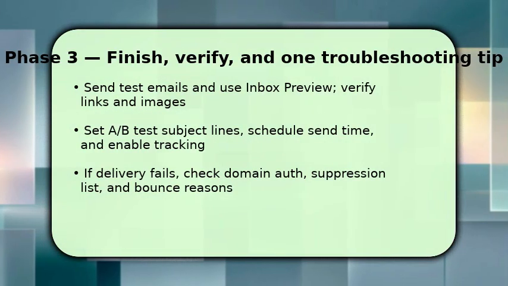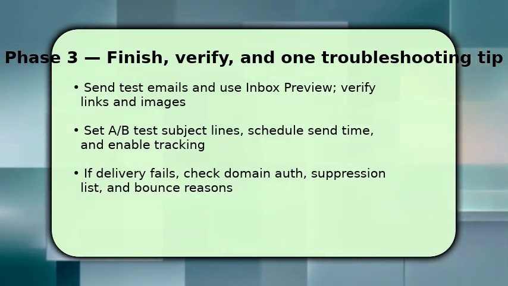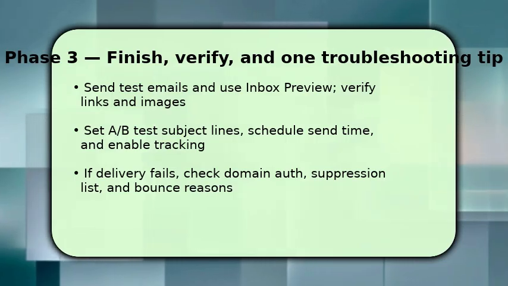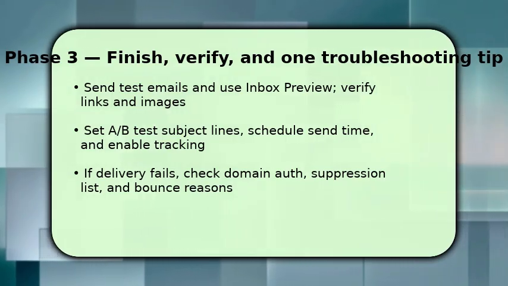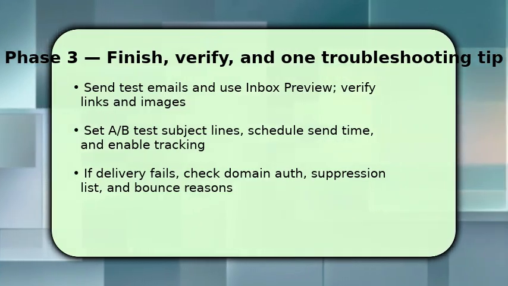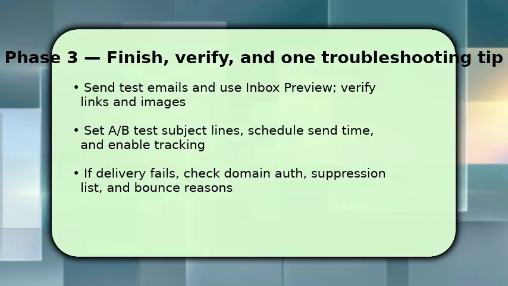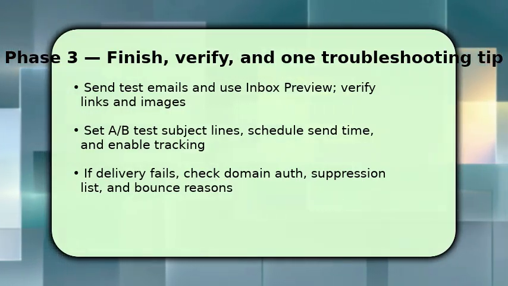You finish by testing everything. Send test emails, use inbox preview, and click every link to confirm tracking parameters. Once satisfied, set up A/B subject tests and schedule the send at an optimized time. This increases opens. After launch, monitor reports for opens, clicks, and bounces so you can iterate.